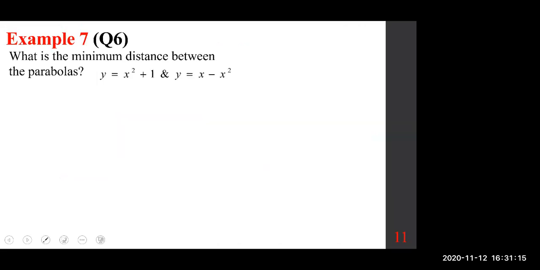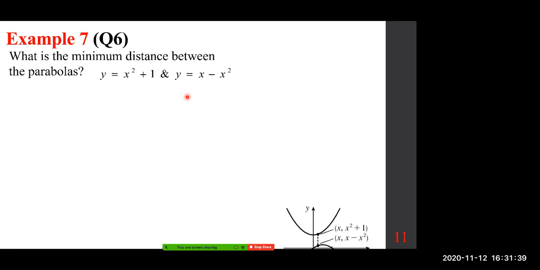All right. What is the minimum distance between the two functions? Well, you have to graph both functions. I'm assuming everybody knows how to graph them. This is a basic y equals x squared shifted up by 1. And this one you can find the vertex x equals minus b over 2a, and it opens down. I'm assuming we have the graphs, it's not a problem.